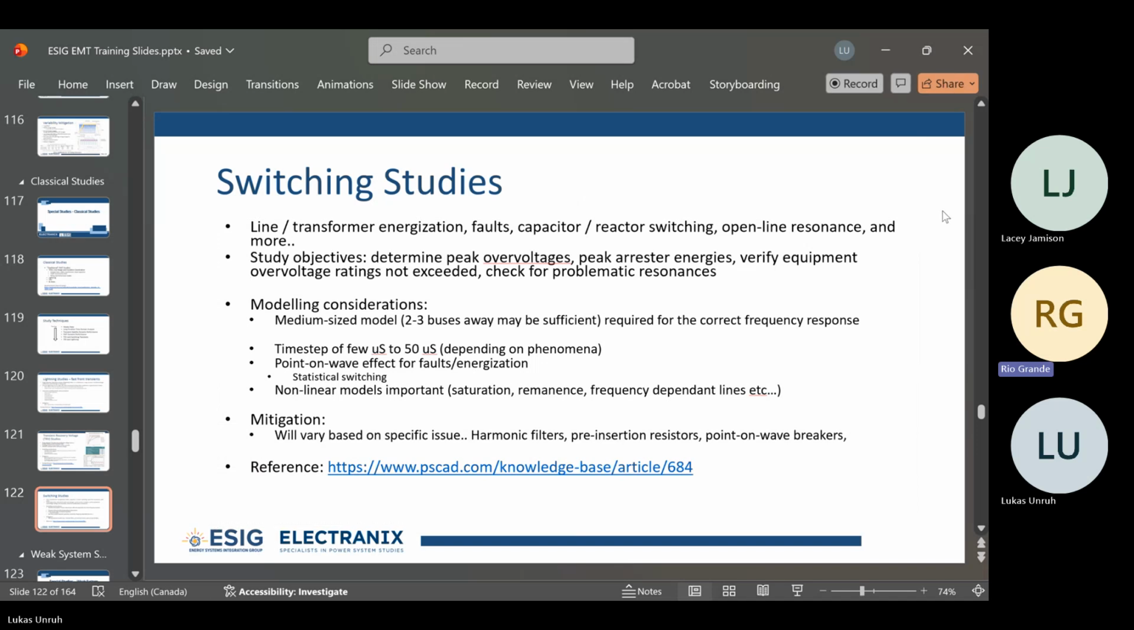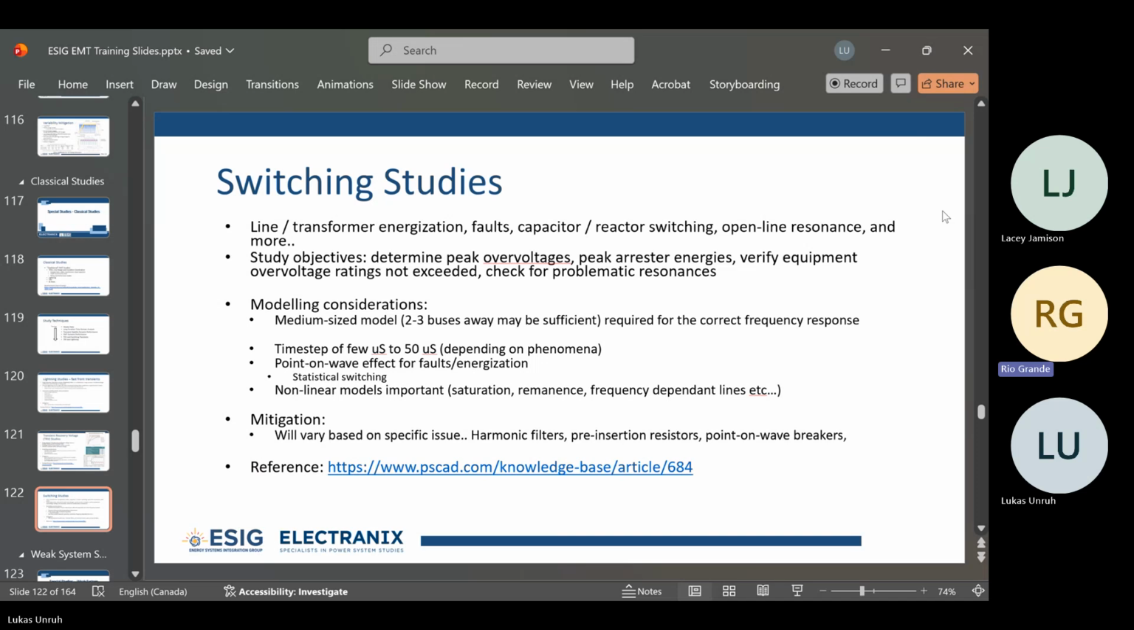line and transformer energization, faults, capacitor or reactor switching, open line resonance, and a whole bunch of other stuff is what I'm lumping in here with switching studies. So usually these studies are trying to figure out what the peak overvoltage is for these events in your system, and what is the peak energy that an arrestor in your simulation model is going to measure for some of these events. And we want to verify whether the equipment overvoltage ratings are not exceeded, and to potentially check for problematic resonances that coincide with some of these switching study problems.